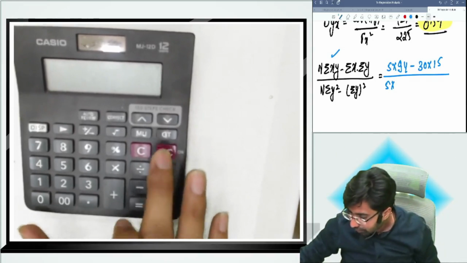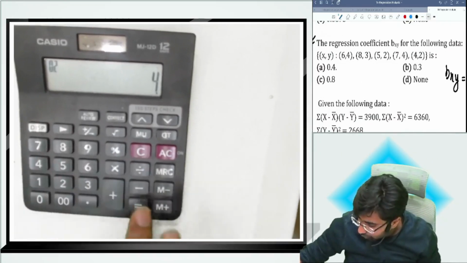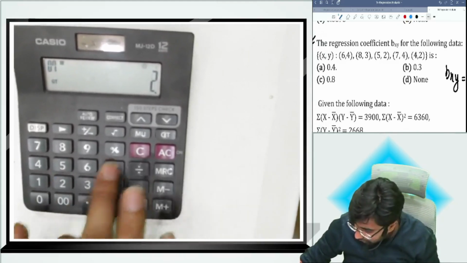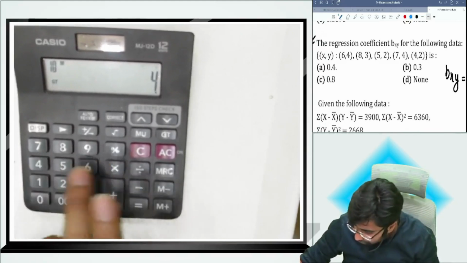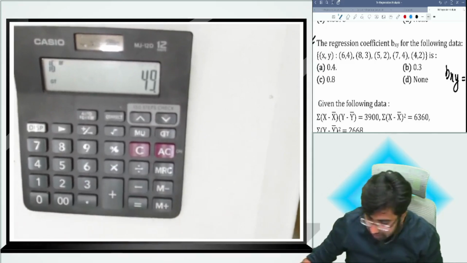Let's do that. Guys, square of y. Sir, 4 square: 4 into 4, M plus. 3 into 3, M plus. 2 into 2, M plus. 4 into 4 again, M plus. 2 into 2 again, M plus. MRC. Guys, how much is it? 49.